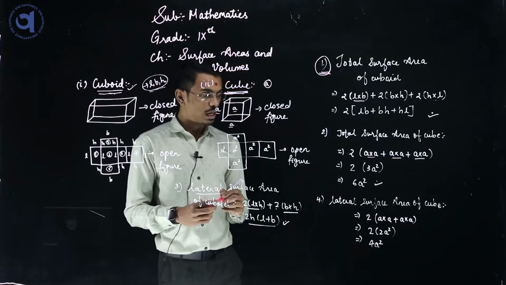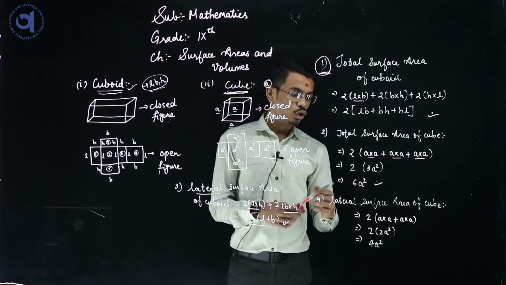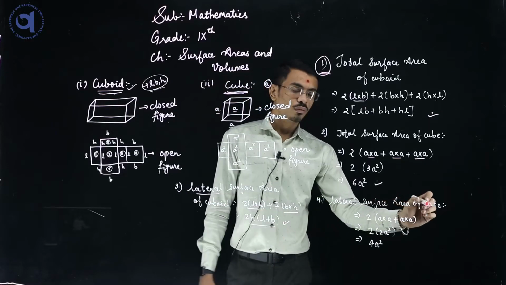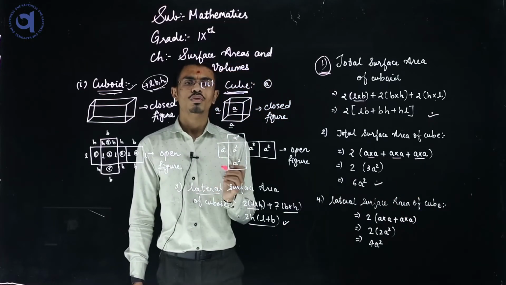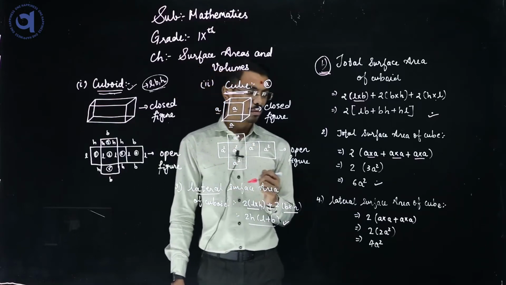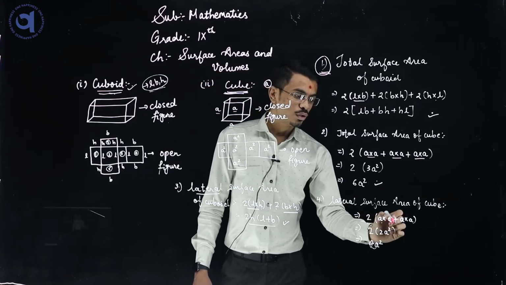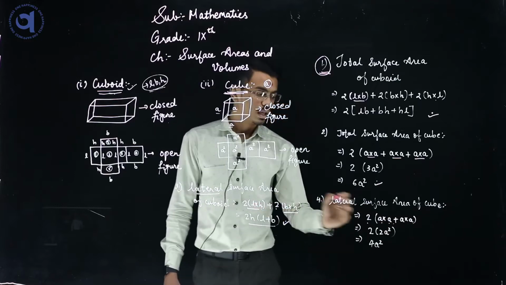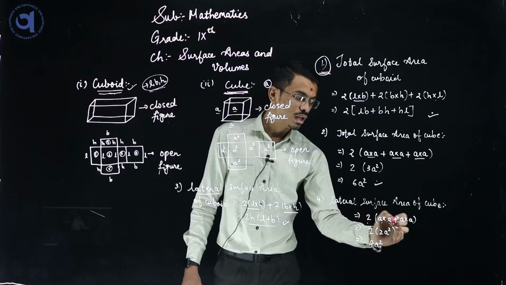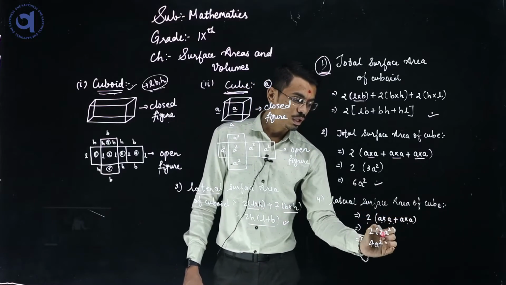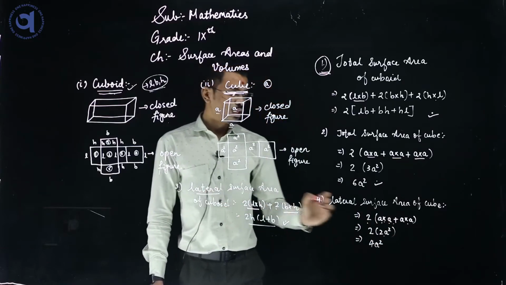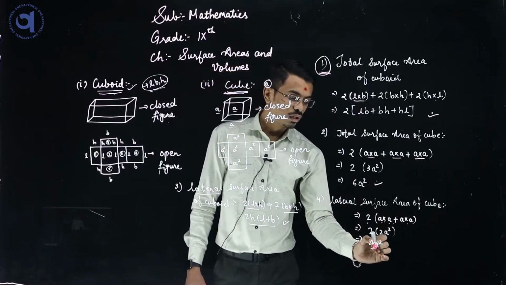In the same way, the lateral surface area of the cube. The cube is also open from top and bottom. So 2 times (a into a plus a into a). A into a is a square, so a square plus a square will be 2a square. And lastly 2a square into 2 it will be 4a square.